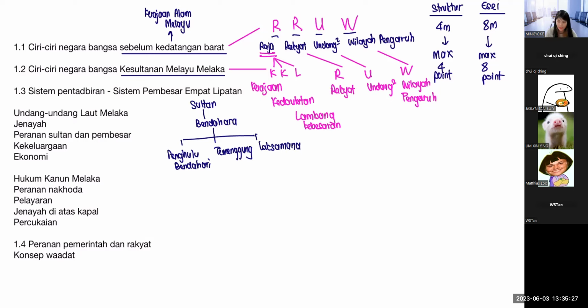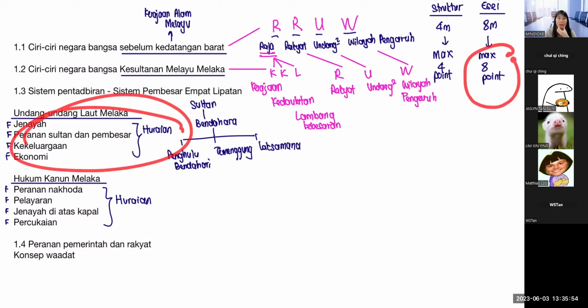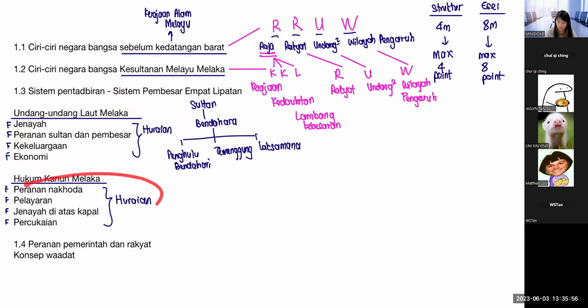Then here, according to our Undang-Undang Laut Melaka, we have Fakta 1, Fakta 2, Fakta 3, Fakta 4. You just need to at least remember each of it, one huraian. Hukum Kanun Melaka also the same. We have Peranan Nakoda, Pelayaran, Jenayah, and Percukaian. Each of it, you remember a huraian. To make it into how many marks? 4 Fakta, 4 huraian become 8 marks.